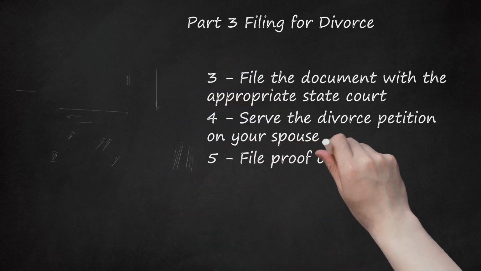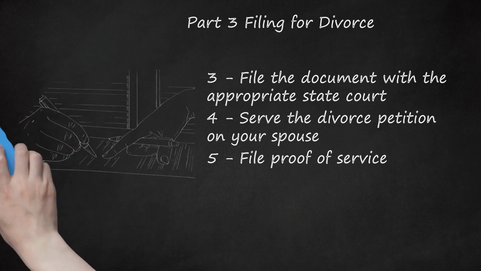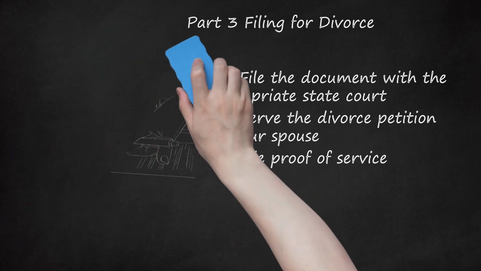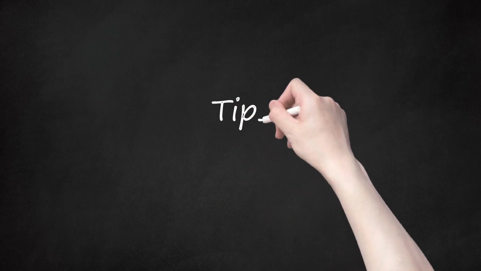5. File proof of service. After serving the petition, most courts require that you file a document demonstrating proof that your spouse was properly served. It is very important that you submit this document because it is often used to start the time period for when your spouse has to file a response. Typically, you should be able to locate the proof of service form in the same location that you located the divorce forms. Tips.